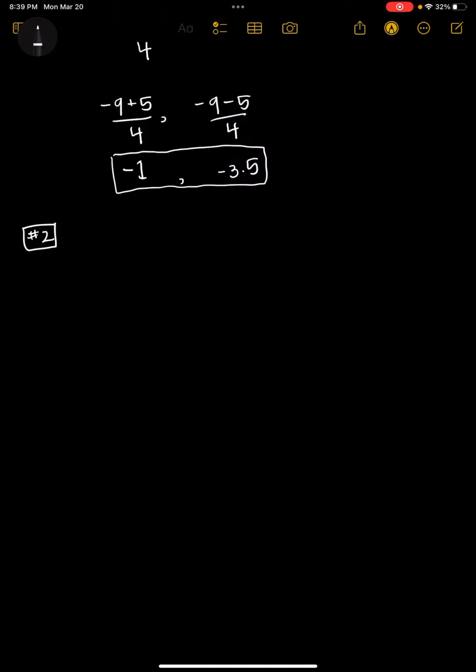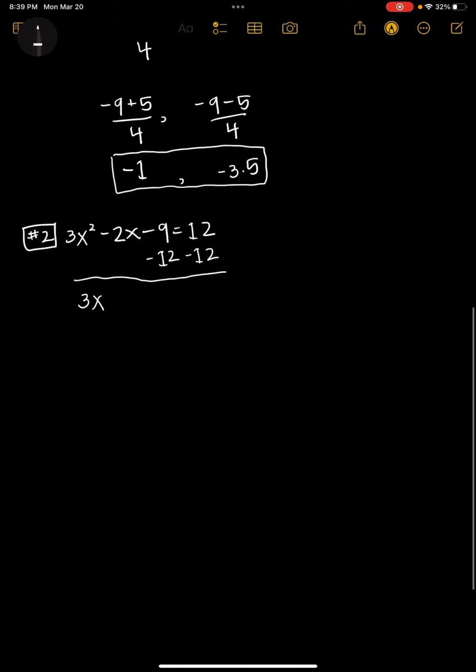The second example is 3x squared minus 2x minus 9 is equal to 12. So the first step here is to get it into standard form, or set equal to 0. To get it set equal to 0, I'm going to subtract 12 from each side. And when I subtract 12, I'm going to subtract it from the constant term because those two things are like terms. So you'd get 3x squared minus 2x minus 21, because negative 9 minus 12 is negative 21, is equal to 0.